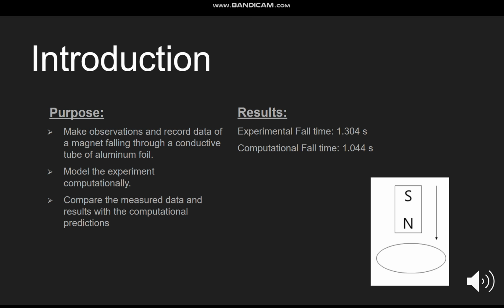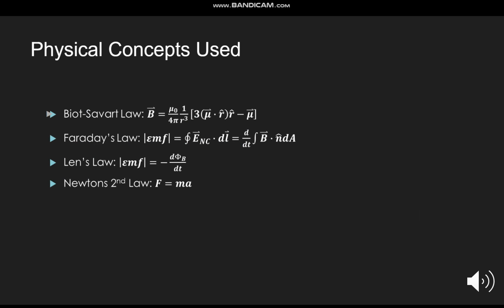For the purpose of this lab, we make observations and record data of a magnet falling through a conductive tube of aluminum foil. We model the experiment computationally and compare the measured data and results with the computational predictions. A quick look at the results: we had an experimental fall time of 1.304 seconds and a computational fall time of 1.044 seconds.